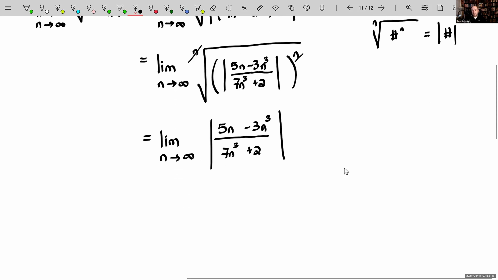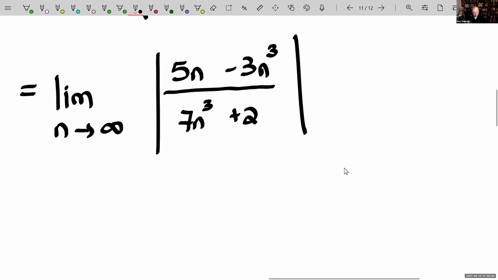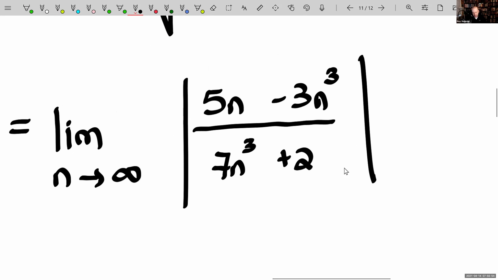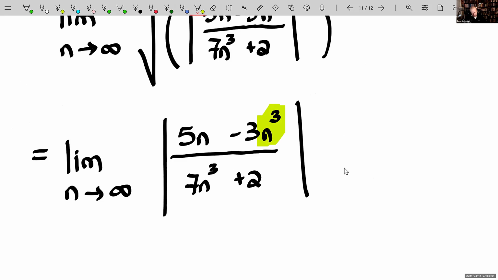And the absolute values become important here because you need to know if that numerator is positive or negative and if that denominator is positive or negative. That numerator, I'm going to highlight it here. As n goes to infinity, that numerator is negative because the cube is more powerful than the first power of n. So that numerator is negative.